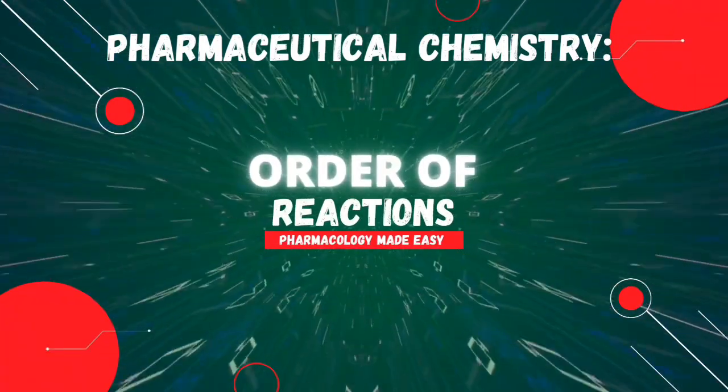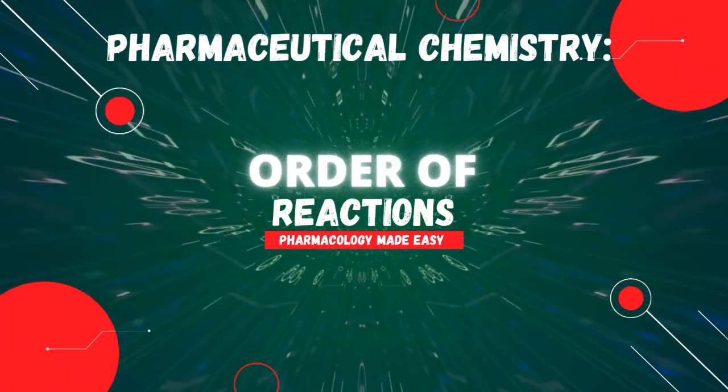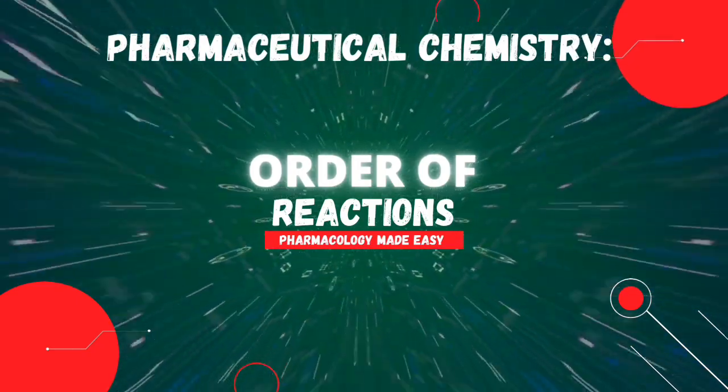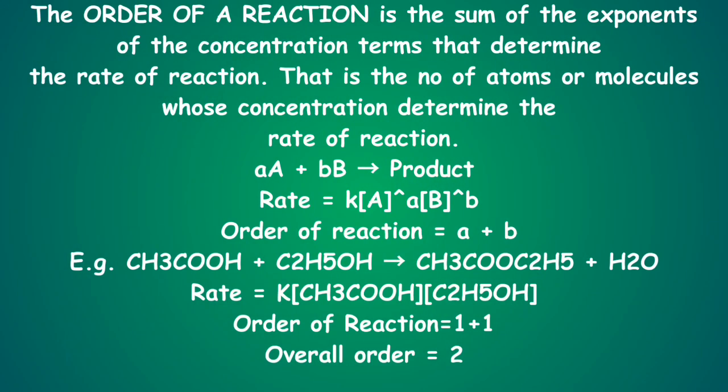In today's video in pharmaceutical chemistry, we'll be looking at order of reaction. Now, in our last class, we talked about the rate of reaction or reaction rate on chemical kinetics. Now, the order of reaction is the sum of the exponents of the concentration terms that determines the rate of reaction. That is the number of atoms or molecules whose concentration determines the rate of reaction.